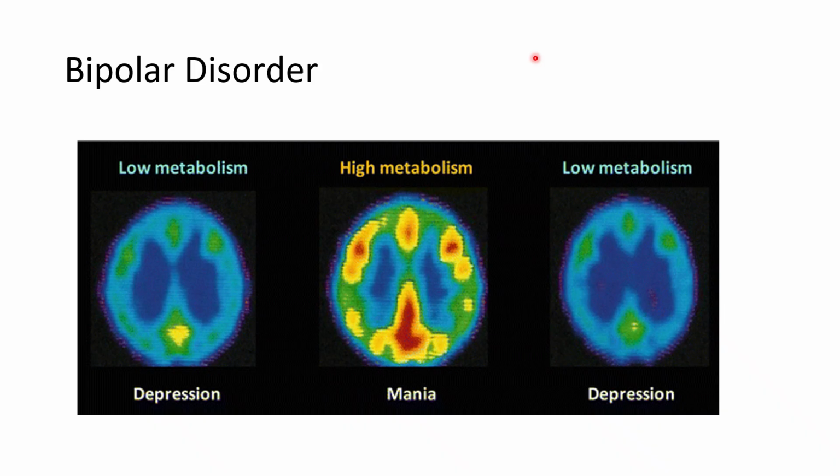So if they're in the depressive state, they will have low metabolism and they will have low FDG uptake throughout the entire brain. Whereas if they are in a manic episode, it will actually be hyperperfused in certain areas. And you can see that in the middle image that's labeled as mania. So that's a comparison of what bipolar disorder looks like.